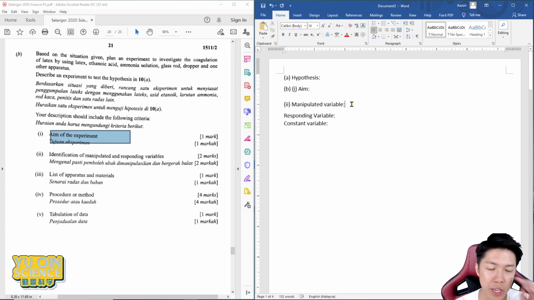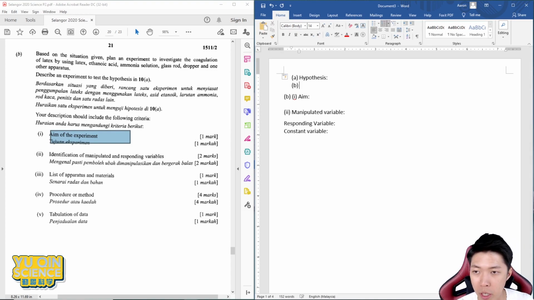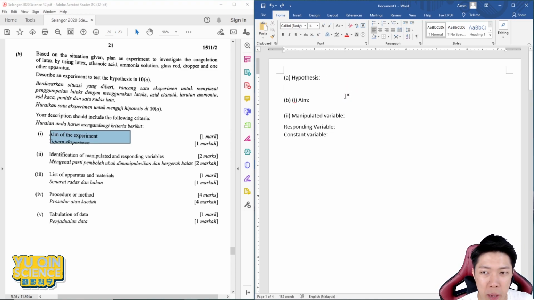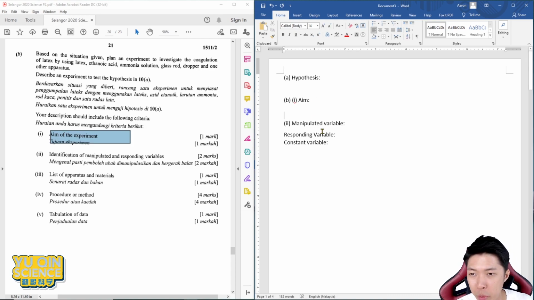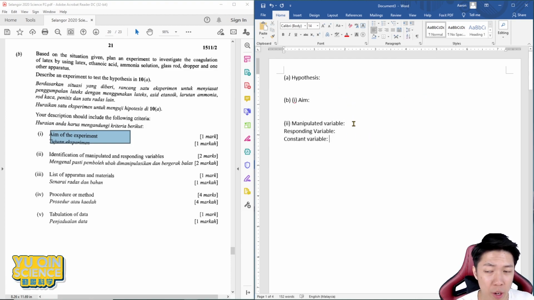Okay, now we skip the 2 above. That's because we don't want to waste time thinking about what the answer is. We do the manipulated and responding variables first, and when we have answers, we go back, and it will be more accurate.